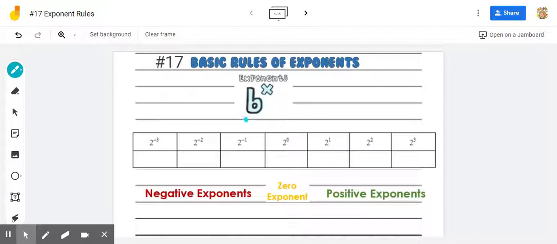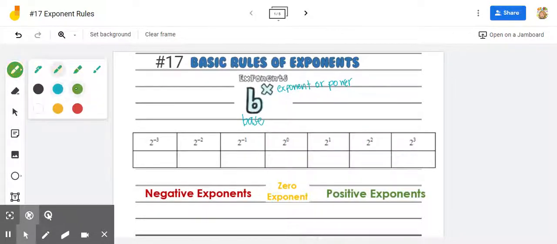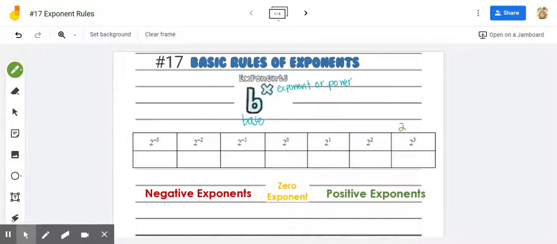You will always have a number on the bottom, which is what we call the base of the exponent. And the exponent or power is literally in the upper right-hand corner of the base. So if we have positive exponents, you guys know that the positive exponent means multiply me by myself that many times. So if I have 2 to the power of 3, that means take 2 times 2 times 2, which ends up giving us 8.